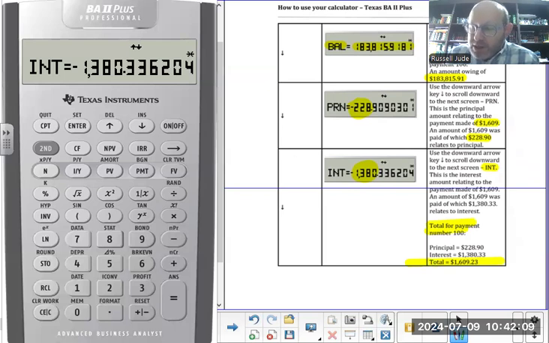$1,000.23, of which $228 is principal and $1,380 is interest, making up my total payment of $1,609. Okay. Let us move on a little bit over here.